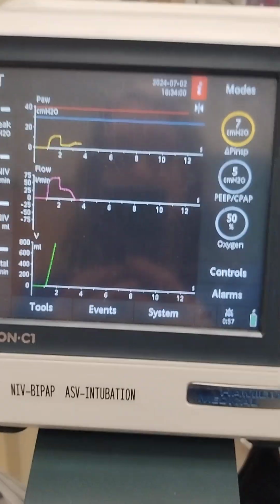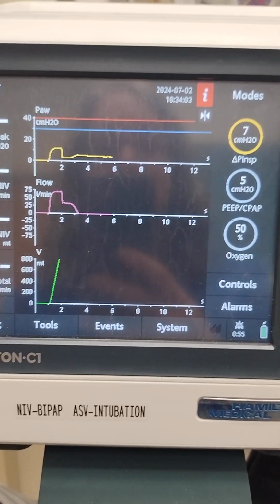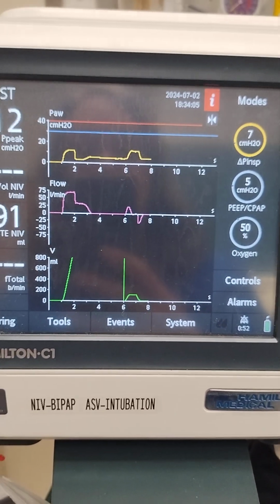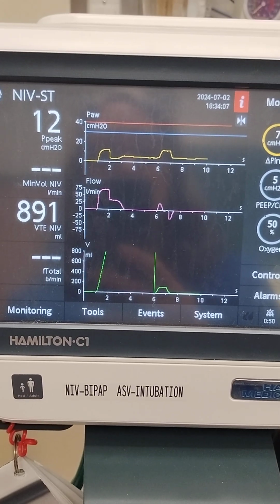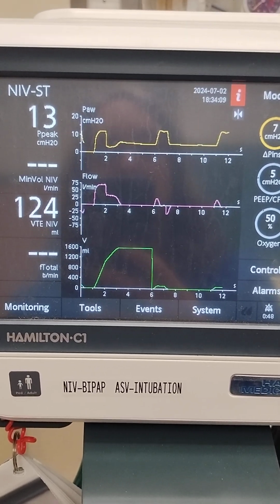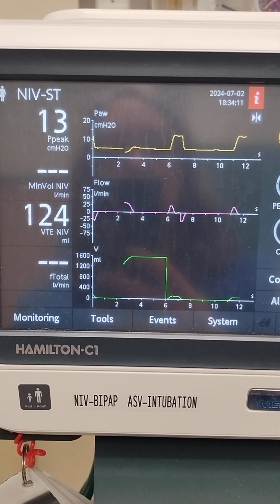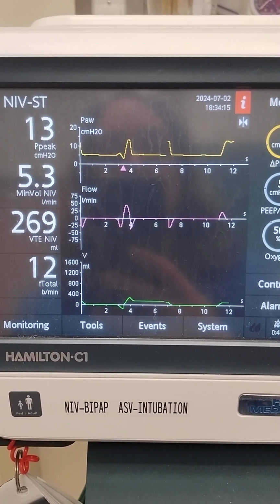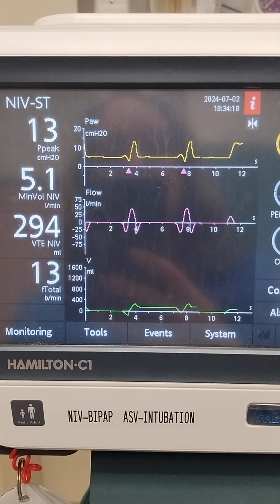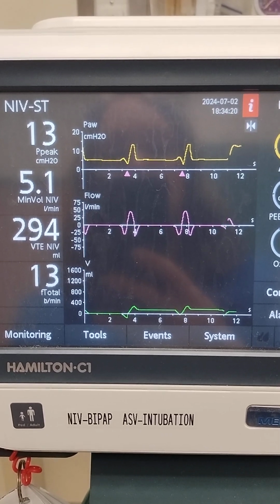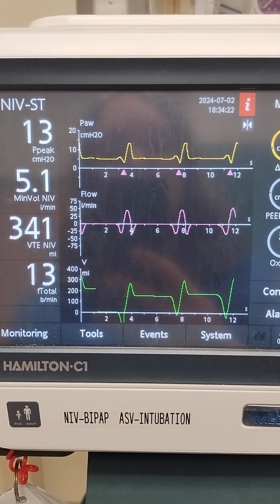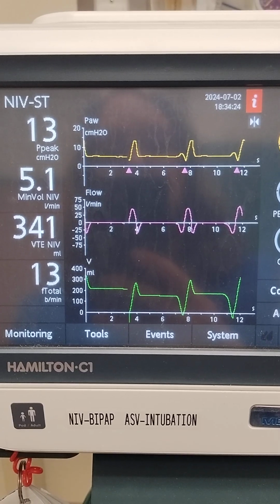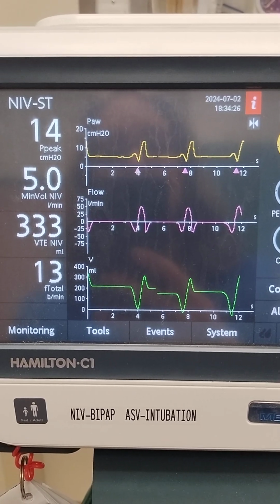So right now, because we have a backup rate in place, the ventilator is going to give them some backup breaths, but when they do trigger a breath, they will receive the level of support that you have dialed in, and we see the little purple arrow right below that yellow waveform indicating that the patient is taking a spontaneous breath.